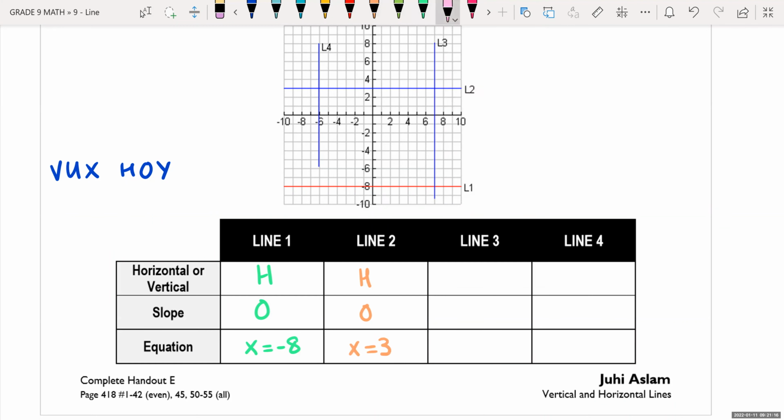The next question is line 3. Is that a horizontal line or vertical line? Vertical, and is the slope 0 or undefined? Thanks, Sienna. It is going to be undefined. And what would be the equation of line 3?